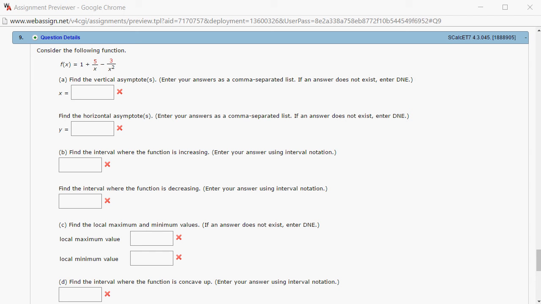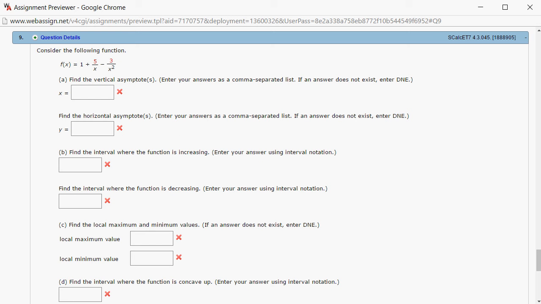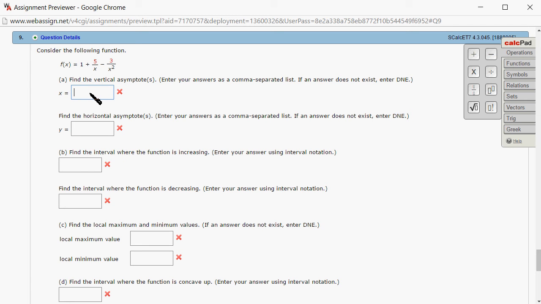Alright, let's look at 4.3, problem number 9. First thing we want to do is find the vertical asymptotes. You can see that when the denominator equals 0, this is going to blow up. So x equals 0 is the vertical asymptote.